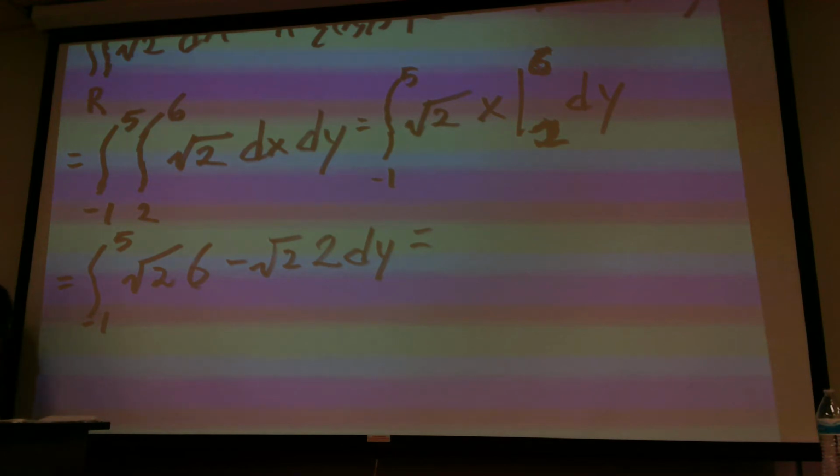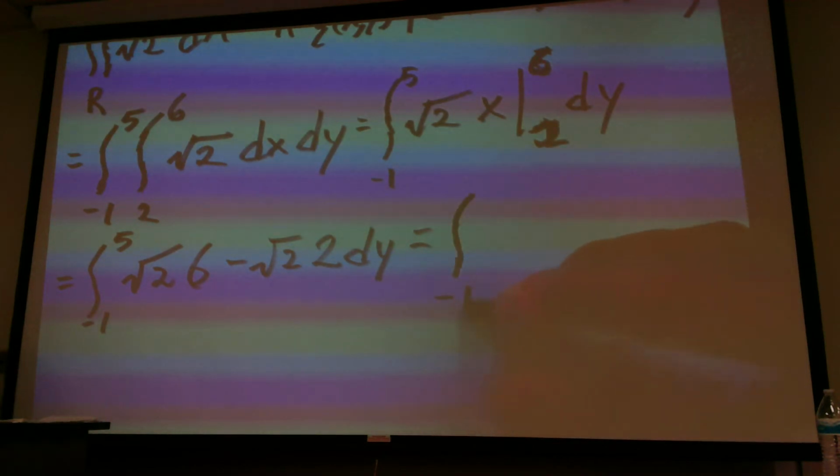And so, all right, what is that going to be? That would be just 6 minus 2. So that would be the integral from negative 1 to 5 of, let's just call this, root 2 times 4, an integral with respect to y.